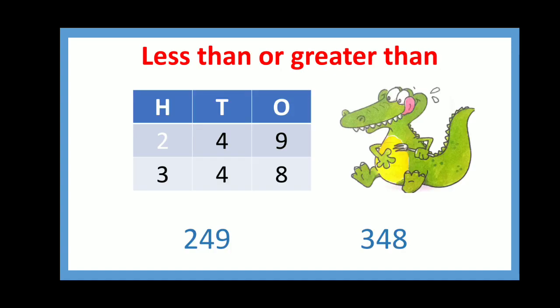Let's revise the concept of less than and greater than. As you can see, 3-digit numbers are given. Now you have to find the greater one and make the symbol of greater than towards the larger number. In this example, two numbers are given, that is 249 and 348. Make the symbol towards the greater one. Yes, that is the larger number, that is 348.